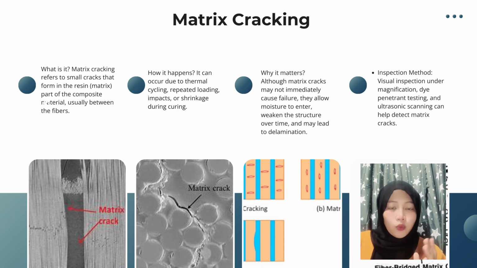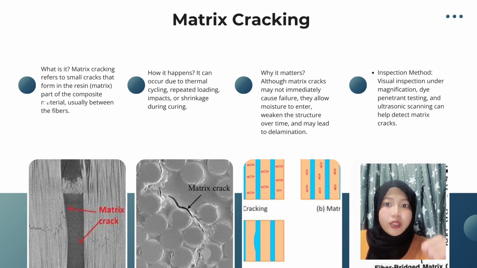What is matrix cracking? Matrix cracking refers to small cracks that form in the resin matrix part of the composite material. It usually happens between the fibers. How does it happen? It happens due to thermal cycling, repeated loading, impact, or shrinkage during curing. Why does it matter? Matrix cracking does not immediately cause failure, but it allows moisture to enter and slowly weaken the structure over time, and may lead to fiber delamination.